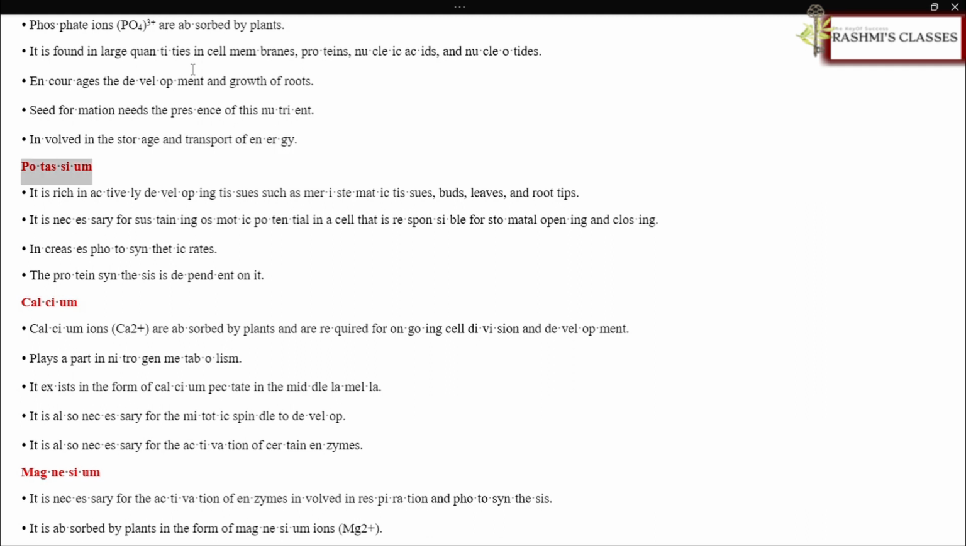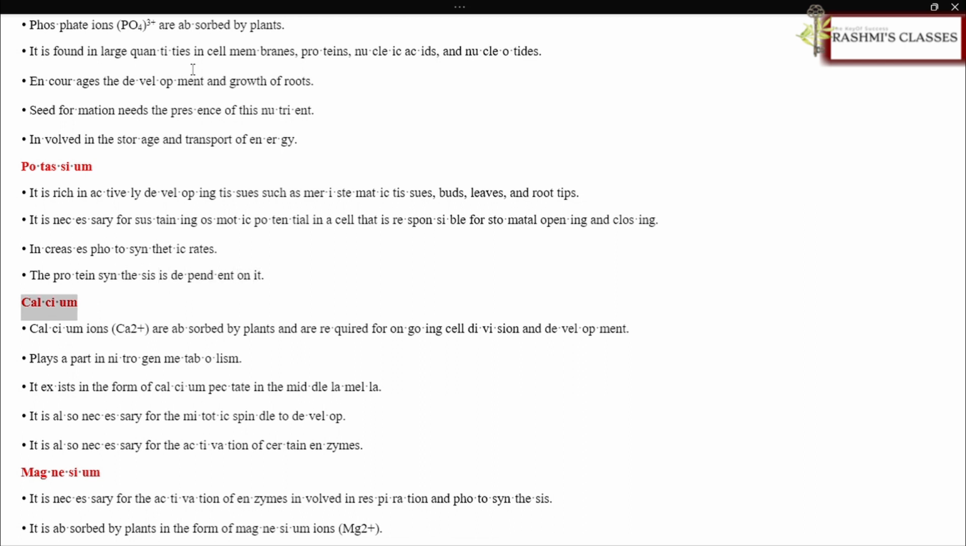Potassium. It is rich in actively developing tissues such as meristematic tissues, buds, leaves, and root tips. It is necessary for sustaining osmotic potential in a cell that is responsible for stomatal opening and closing. Increases photosynthetic rates. Protein synthesis is dependent on it.